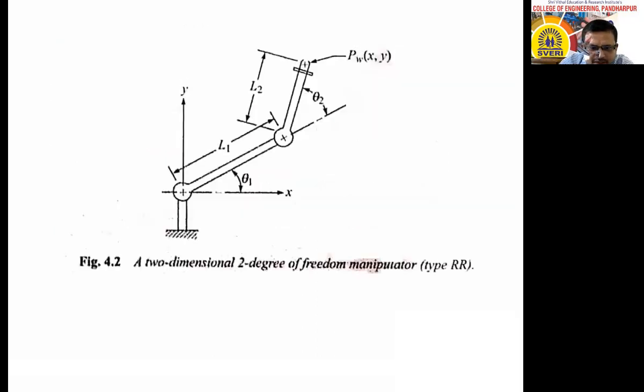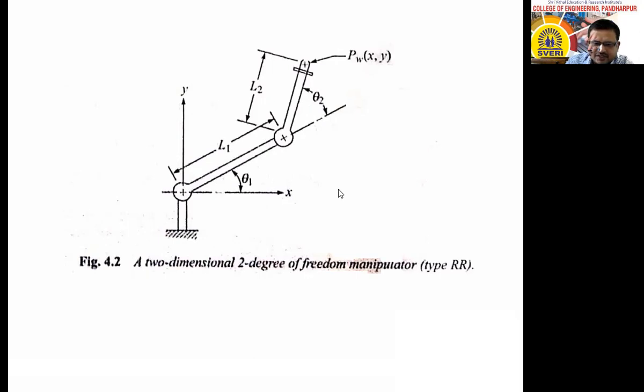Therefore, this is nothing but a two-dimensional, 2 degree of freedom robot or manipulator. See that? Rotational motion means angular motion. See that if this arm of the robot will rotate at an angle of theta1, then this second arm will rotate at an angle of theta2.